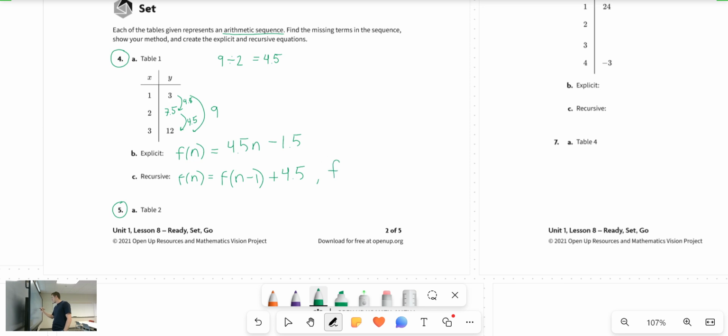And then we should note that f of 1, if we plug in 1, what do we get? That's 3. Okay, so that's our first question out of the way.